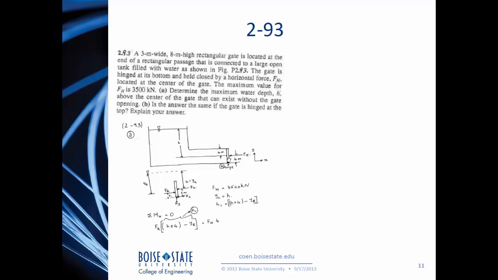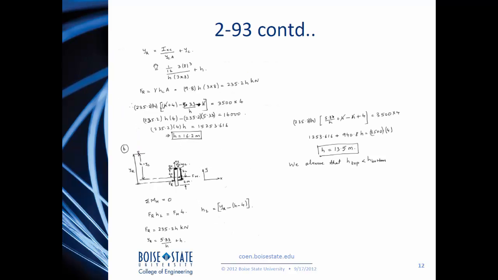The horizontal force acting on the gate, if we draw a free body diagram, is already given as 3500 kilonewtons, and YC for this case is nothing but the height H. And H1, if you do a little bit of algebra for this problem, you get H plus 4 minus YR. And then if I take the moments about H, I get Fr times the distance equals Fh times 4 meters. And then at this point I have to find YR.